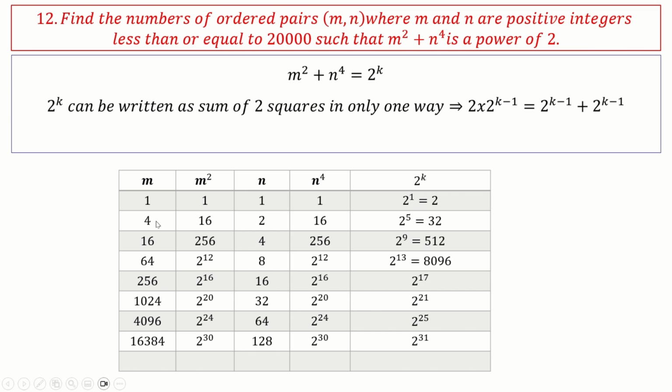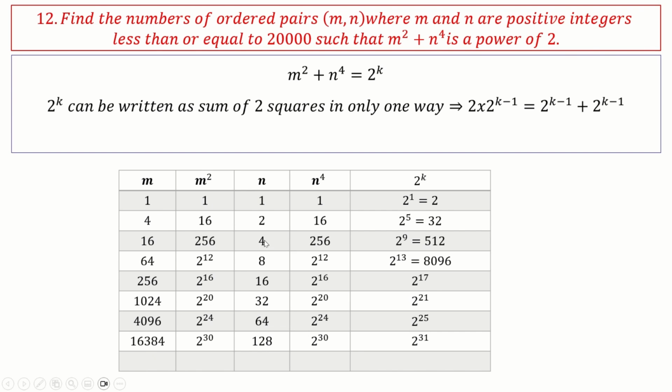Similarly, start taking 4, and what is the maximum we can go? Up to 20,000, so this is where you will stop. Basically after 1, 2, 2 square, 2 to the power of 4 square, because this is where I am making my 2 to the power of k: 1, 2, 4, 8, 16, 32, 64 and 128, and this is the square of this one.